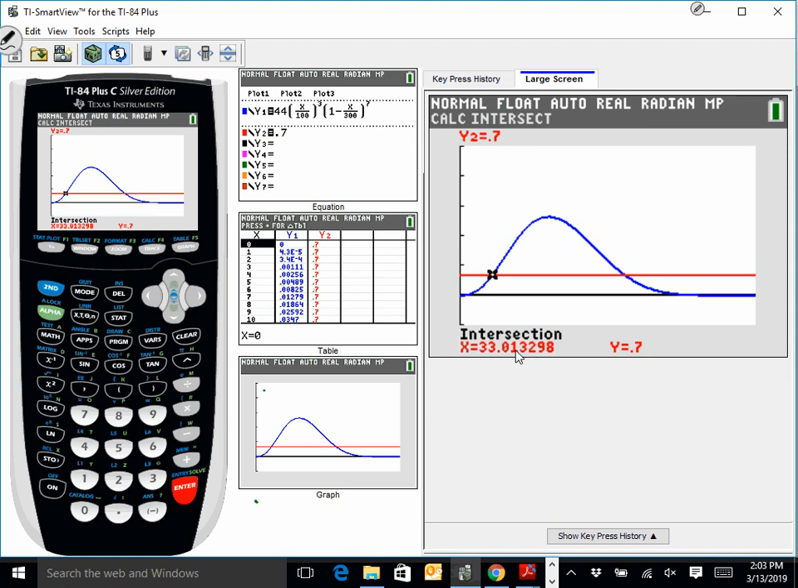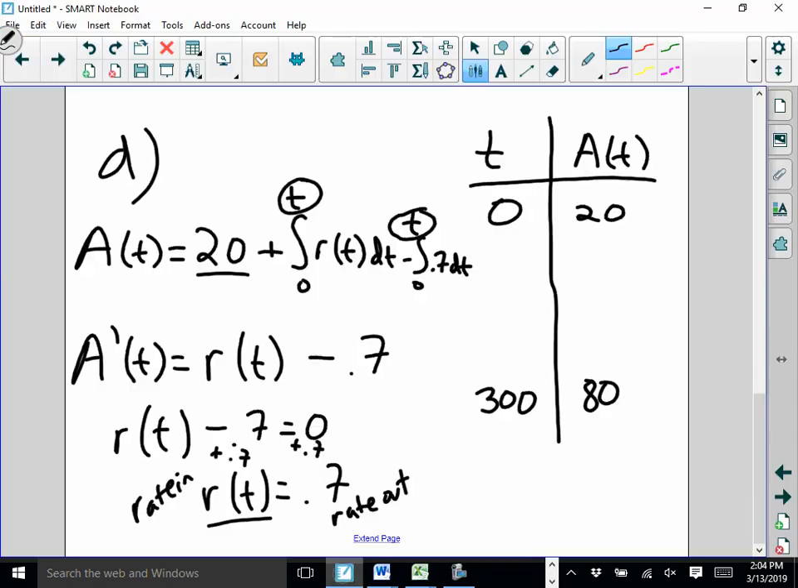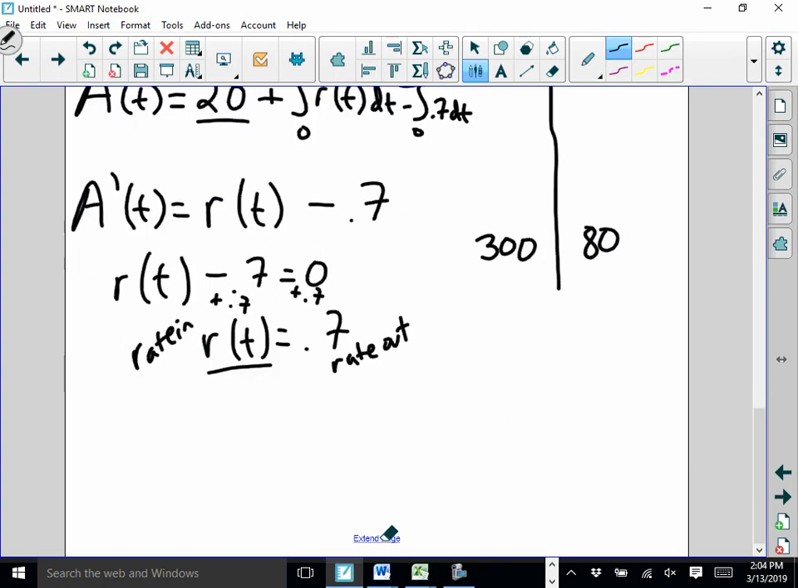So right away, I'll go to my, and I'm going to write these two rates equal each other at t equals 33.013298. The first thing I want to do then is store this as a letter in my calculator and write that letter on here. I'm going to store it as the letter B. Okay? To do that on your calculator, here's what you do.